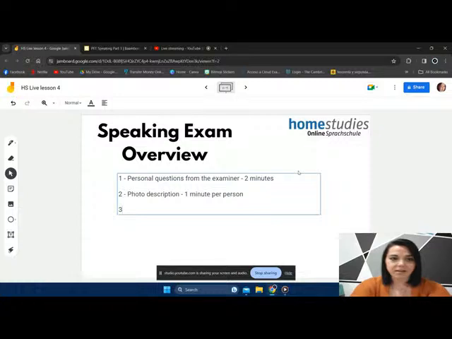Part 3 is an interactive conversation task. And in this part, the examiner will normally explain a situation and show you an image with some different options for you to choose from. And in this part of the exam, your objective is to maintain the conversation with the other candidate.